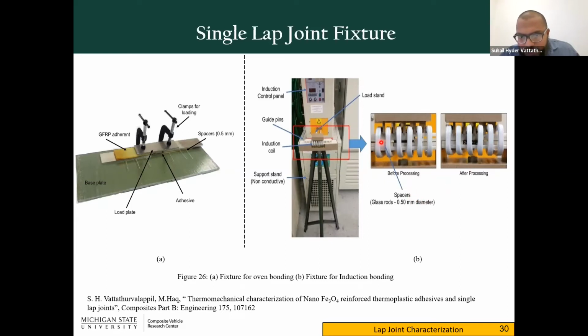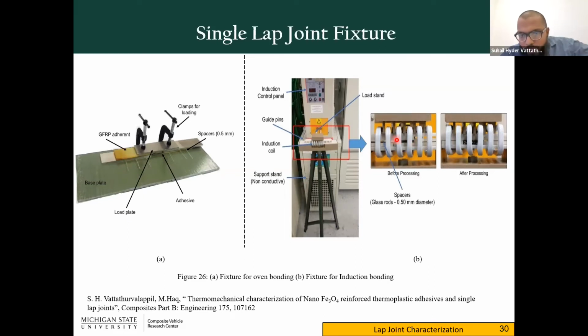And we kept some spaces of 0.5 millimeter. So this makes sure that the final adhesive thickness is around 0.5 millimeters. And we also made single lap joints using oven heating. One of the biggest drawbacks of oven heating is that once you expose the components, even the adherents will also get degraded. You can clearly see a darkening of the adherents over here. That means even the adherent got degraded.